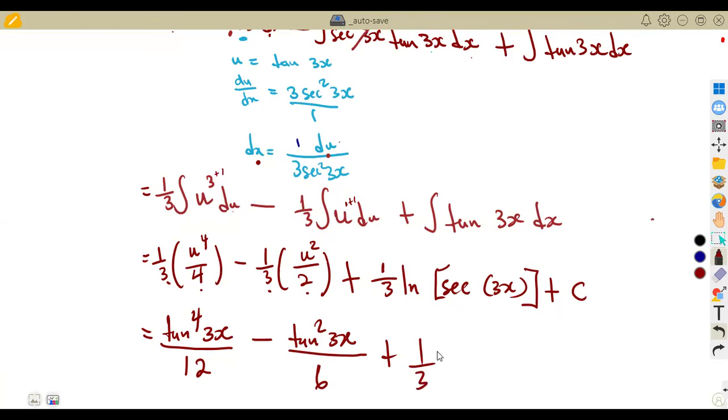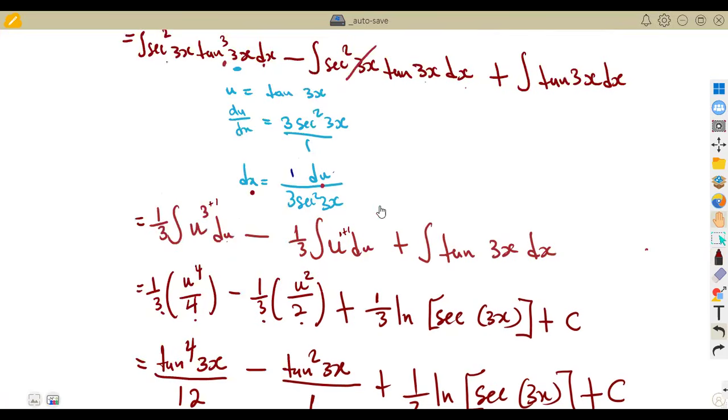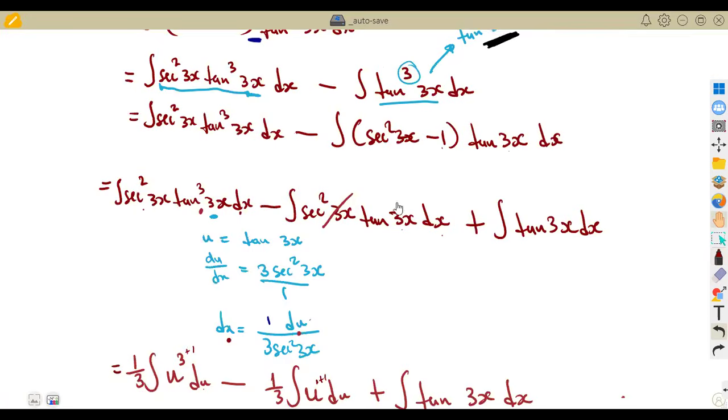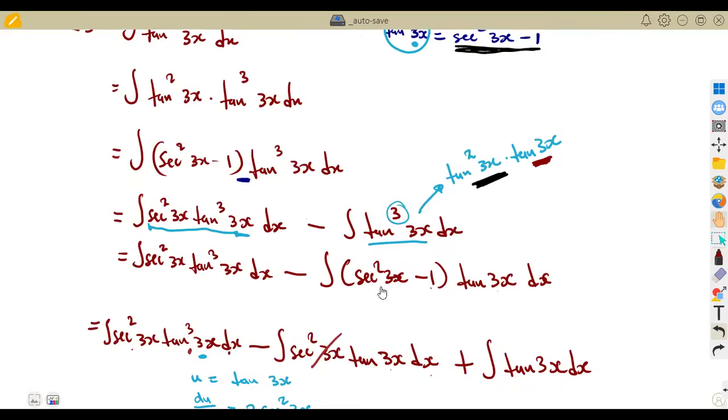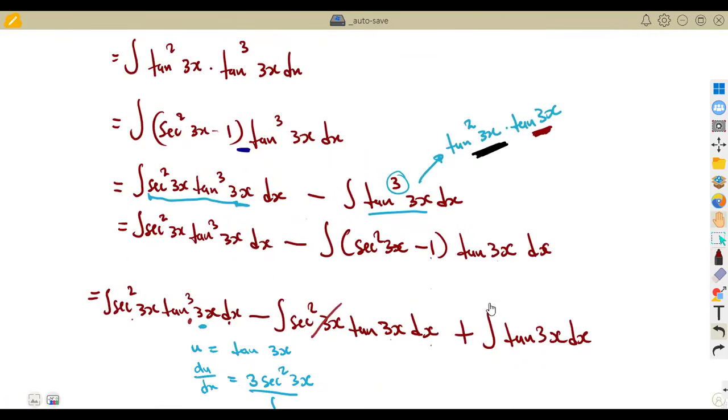So this will be 1/3 the ln of sec 3x, like this. All right, so that is it, plus the constant of integration. We've considered everything as part of our solution. Everything is there. Also, do not forget the constant of integration at the end. So that's how you integrate a tan. You have to play around. You expand a tan until the last stage, up to here, where you are able to integrate everything.